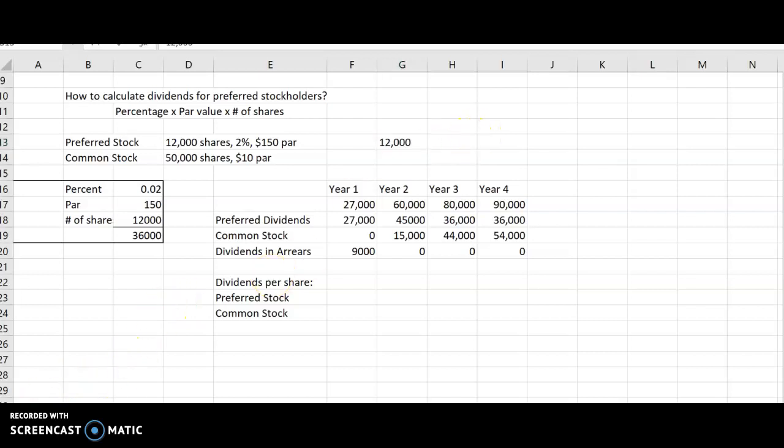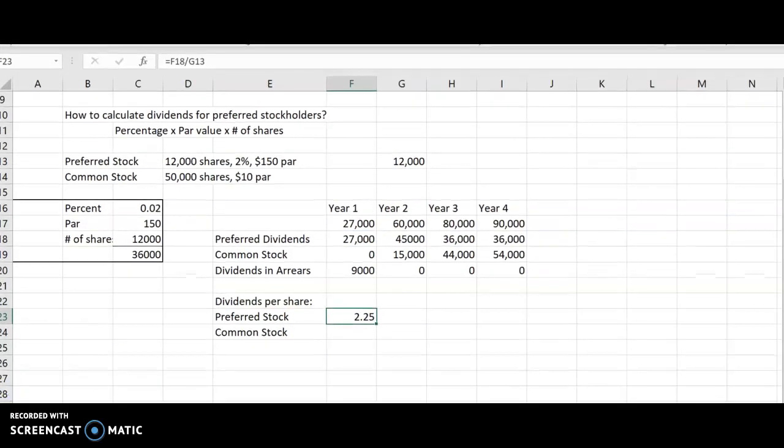But if I wanted to know how much this was per share, and I have 12,000 shares of stock, what I would do is 27,000 divided by the number of shares, which is 12,000, and I get my dividends per share. And what that means is it is $2.25 per share. Okay, and then for common stock, I got 0. So 0 divided by the number of common stock shares, 50,000, would give me 0.